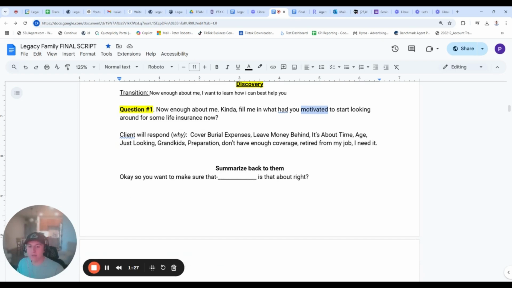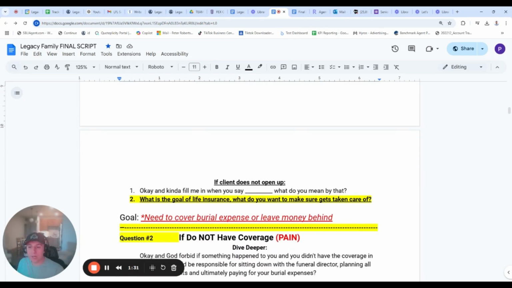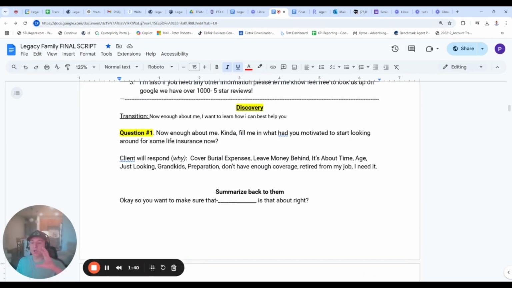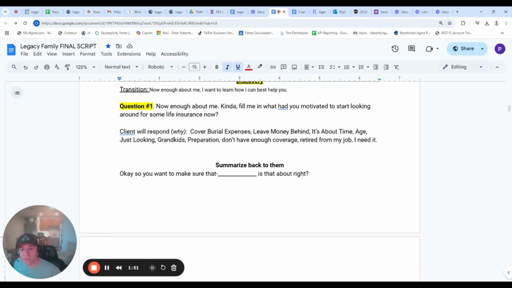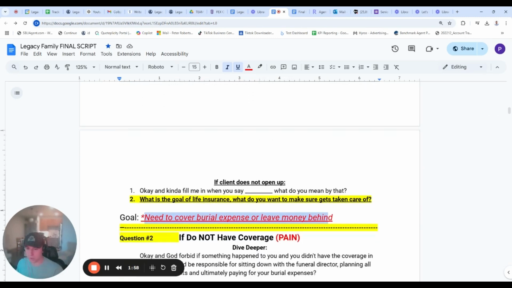If you scroll down a little bit, you can see our goal is to get the client to open up and tell you that they are looking to cover their burial expenses or leave money behind to their family. Question 1 is all about getting a clear why. Why are you looking for life insurance? Now, if you don't get that clear why, your job is to use these filler questions to open the prospect up to eventually get to the goal of what you are looking for.